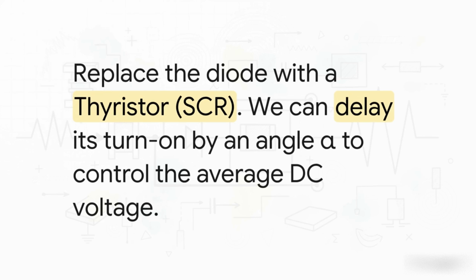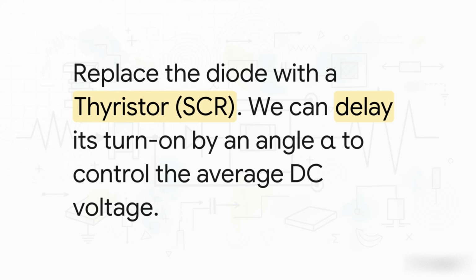But what if you don't just want one fixed voltage? What if you want to control it, maybe with a dial, like on a variable power supply? For that, we need to upgrade from a simple diode to something we can control. We swap it out for a device called a thyristor or an SCR.